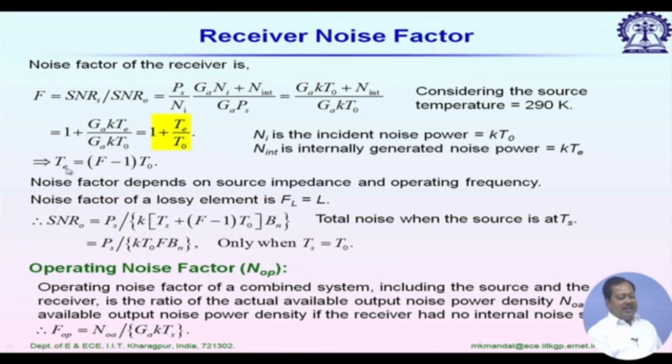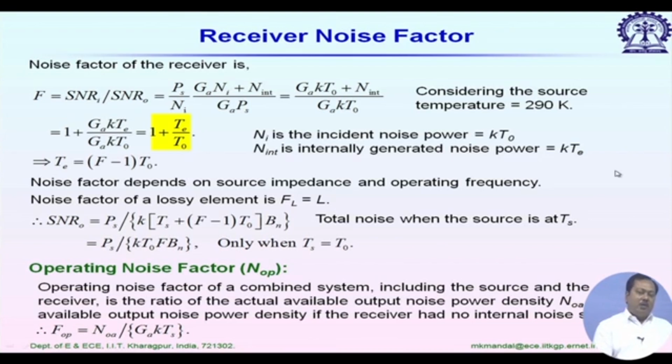Then we can express TE also in terms of F. So TE equals F minus 1 into T naught. This is another important expression. If F is given, we can calculate the effective noise temperature TE. If TE is given, we can calculate the noise factor F. So they are related by this important relationship. Now, this noise factor depends on source impedance and operating frequency, obviously.